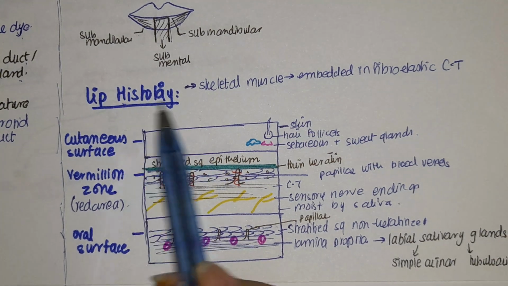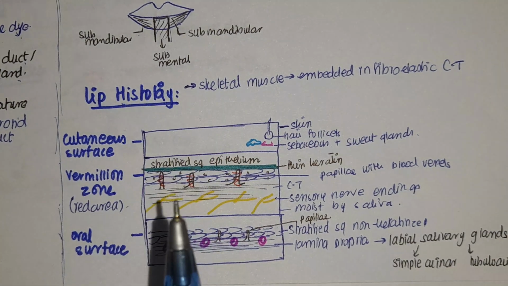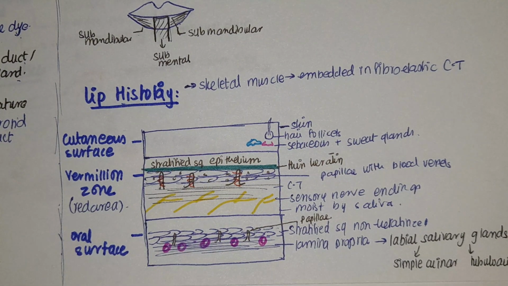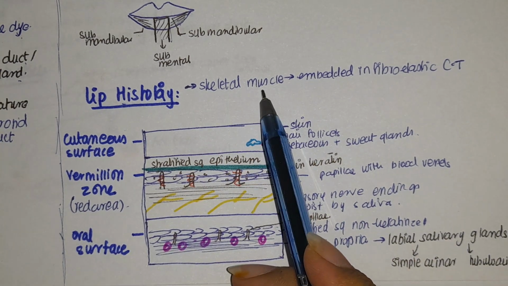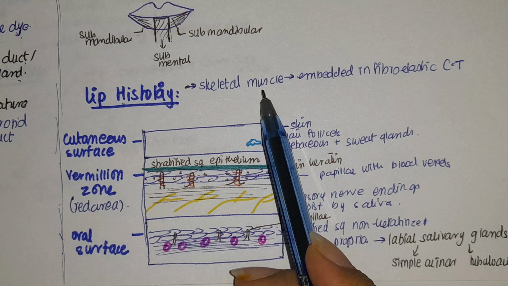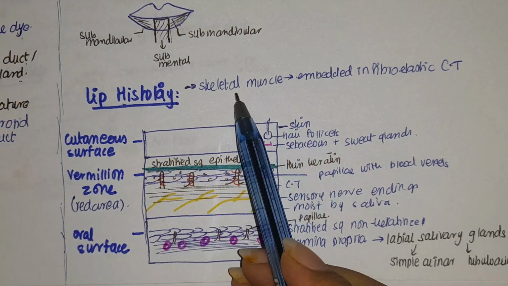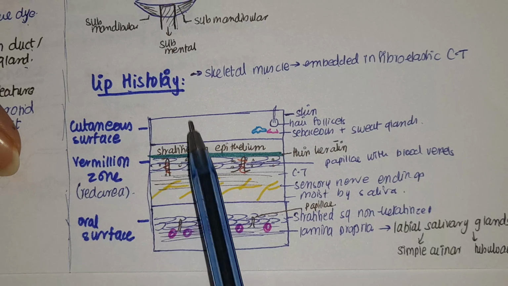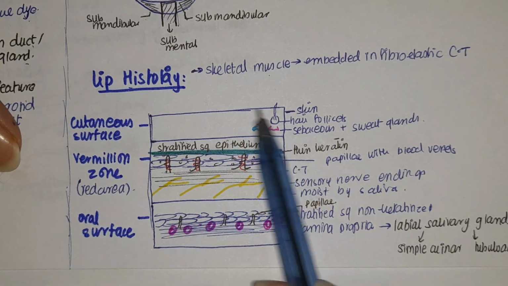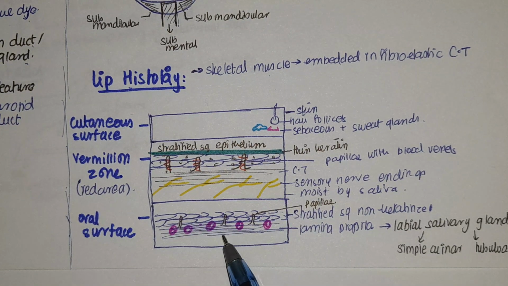Now this lip histology, first of all you should know that the major muscle present in the lip is a skeletal muscle, the orbicularis oris, which helps me modify or move my lips, and that skeletal muscle is embedded in a fibroelastic connective tissue. Now the lip is composed of this whole region.